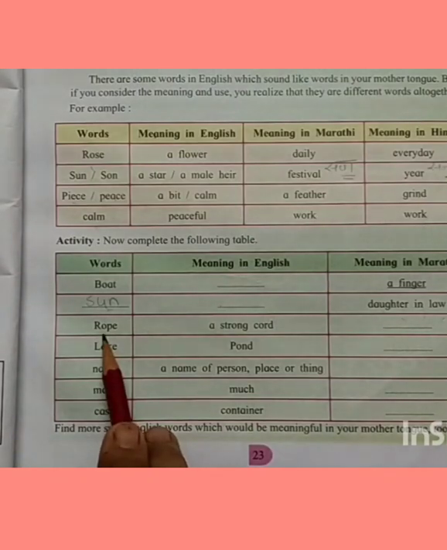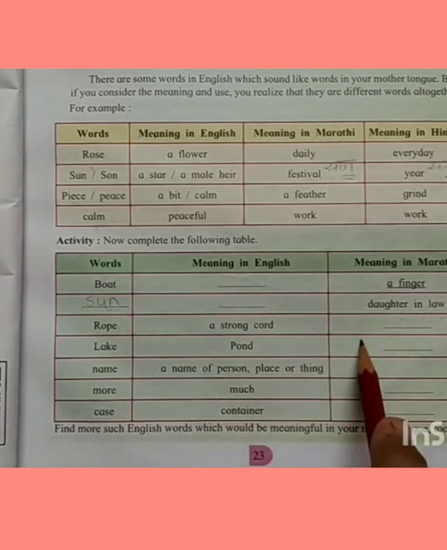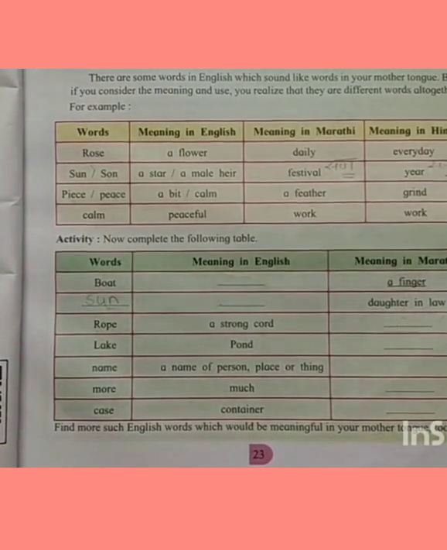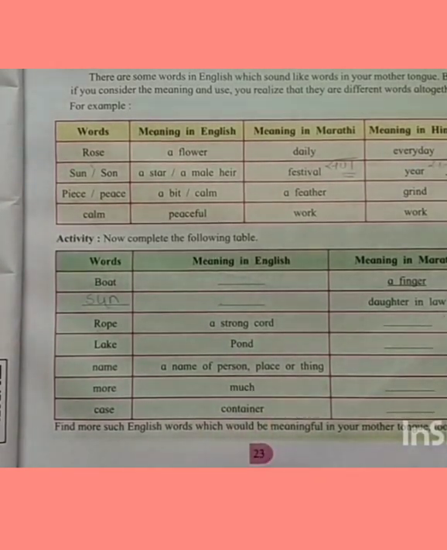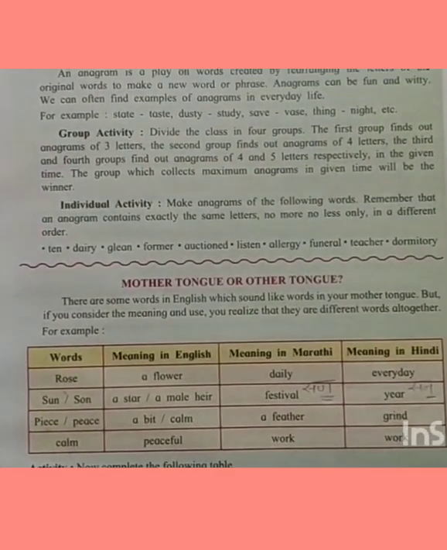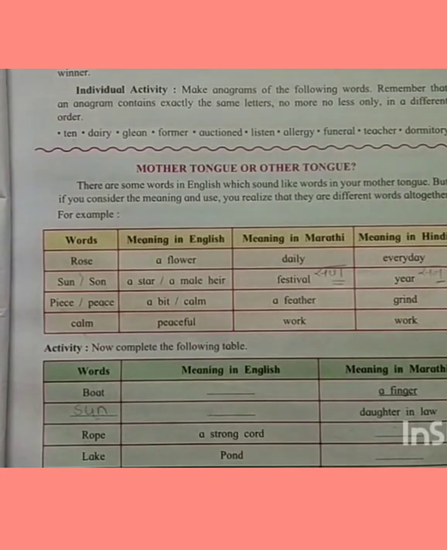So similarly here you have to find out what are the different meanings. Rope. Rope means what? A cord. Rassi, we say in Hindi, rassi, rope. Tie a rope. But in Marathi the word rope means a small plant which comes when we plant a seed. Before it grows big, it is known as a rope. So this part we have completed about the anagrams and mother tongue and other tongue. I will give you the exercise or the homework for this.